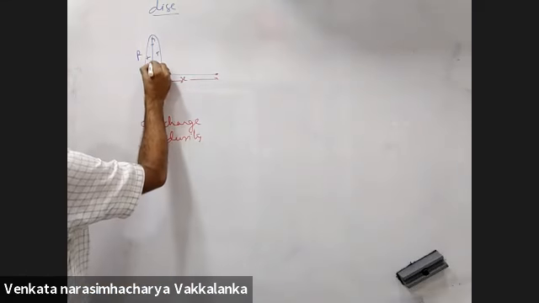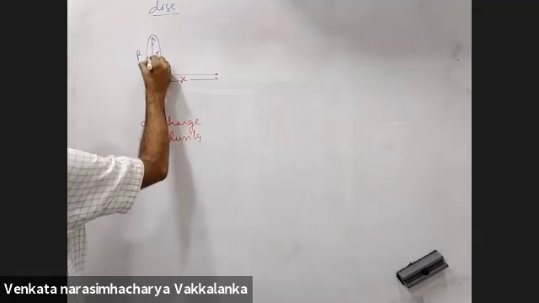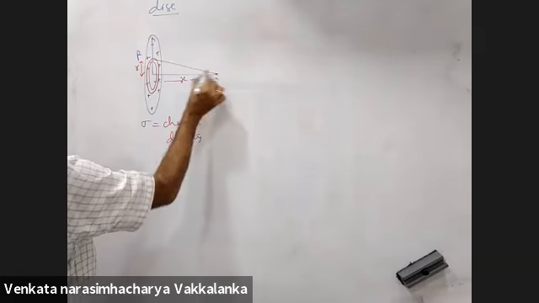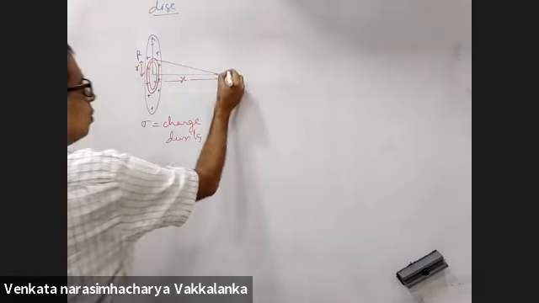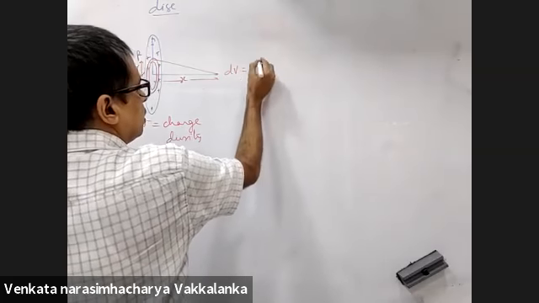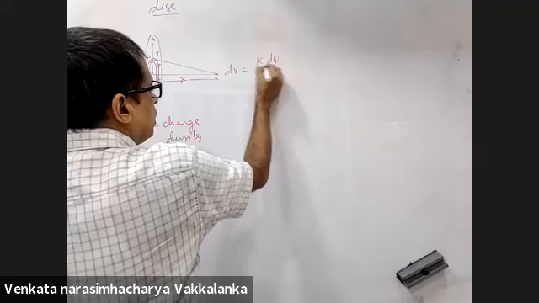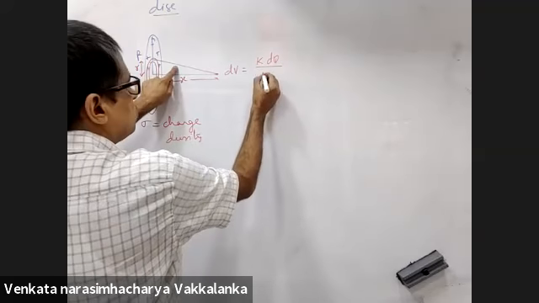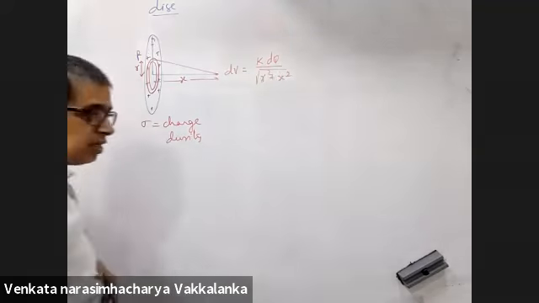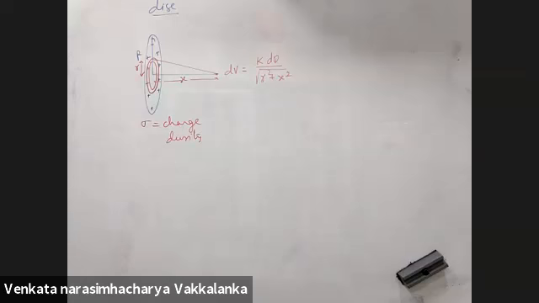Consider an elemental ring of small thickness. What will be the potential here? K dq by this distance, that will be root over of r square plus x square. What expression did you use? You used the expression for potential due to a ring. Till here, is it clear? Yes, sir.